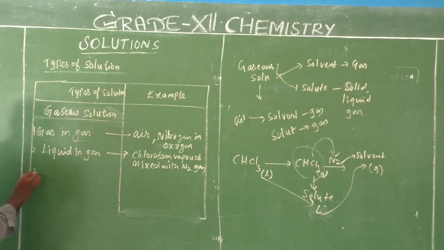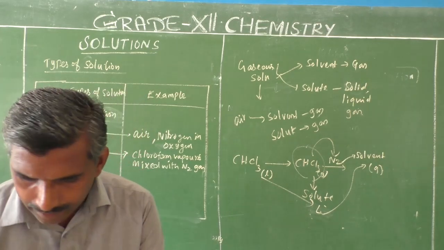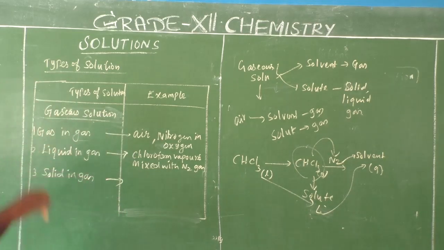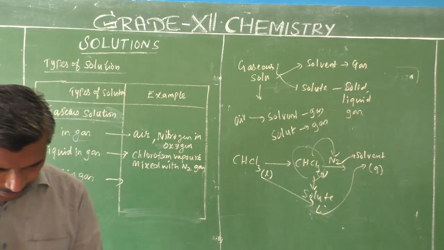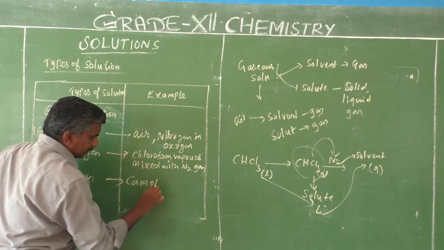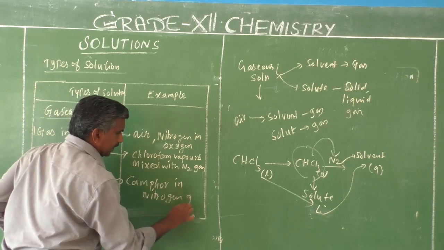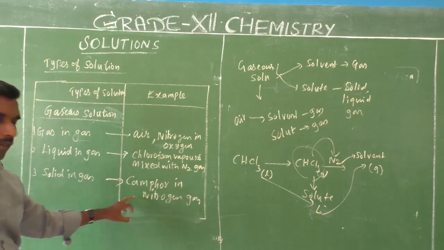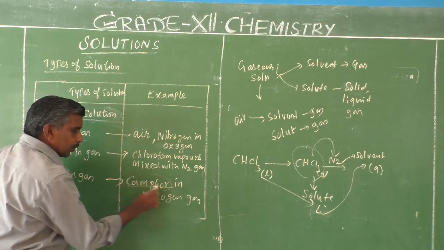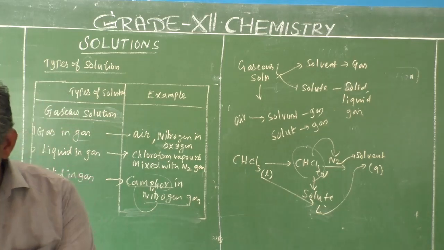Third great example: solid in gas. Solid present in a gas. A very great example is camphor in nitrogen gas. Camphor is a solid. This is the solute present in a solvent, nitrogen gas. So this is a gaseous solution.